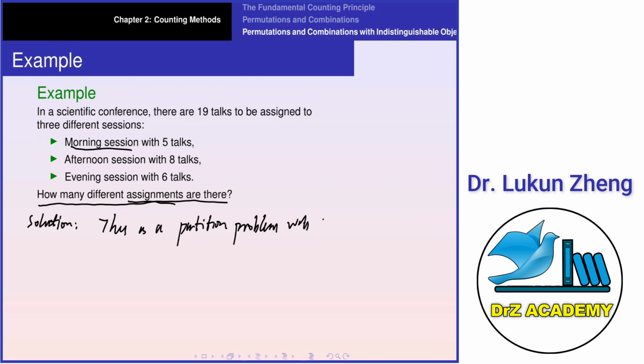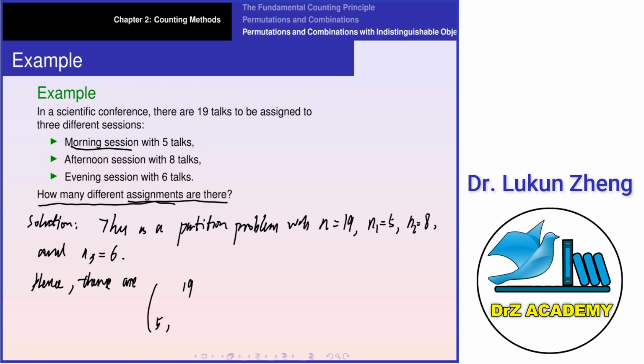All right, n1 is 19, n2 is 5, n3 is 8, and n4 is 6. Hence, there are 19, 5, 8, and 6, right? So it equals 19 factorial over 5 factorial, 8 factorial, 6 factorial. So you can find this one.